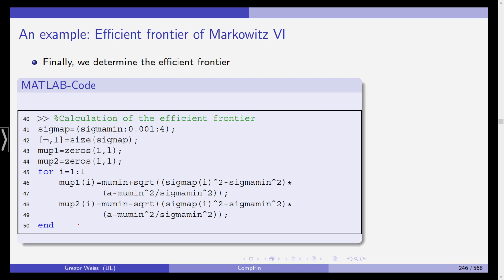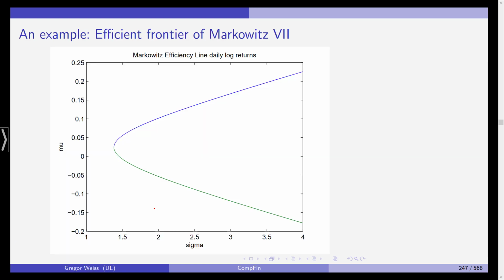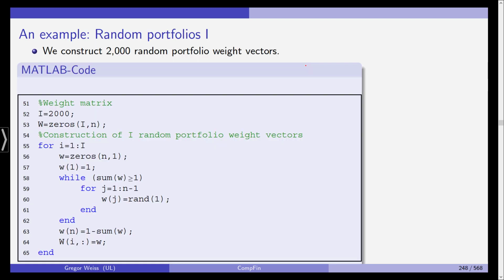And then we calculate the efficient frontier. So we use this mu min plus square root, mu min minus square root, and so on. And then we can plot this. And this is the efficient line, and obviously in blue you have here the minimum variance portfolio, and you get the efficient frontier starting at the minimum variance portfolio. So this is done based on market data and not just simulated data.